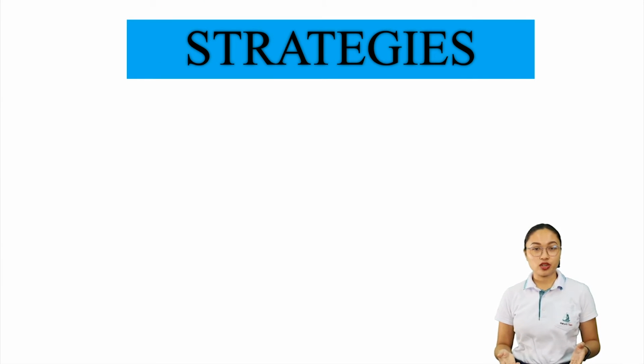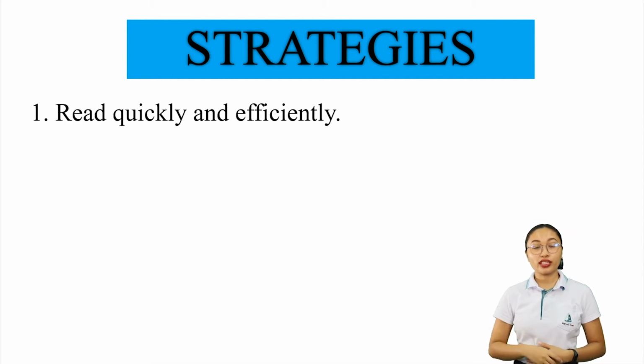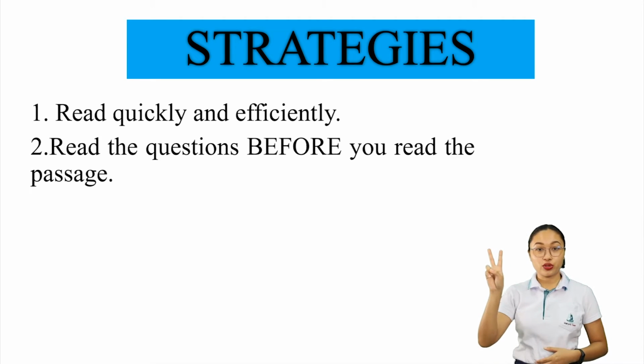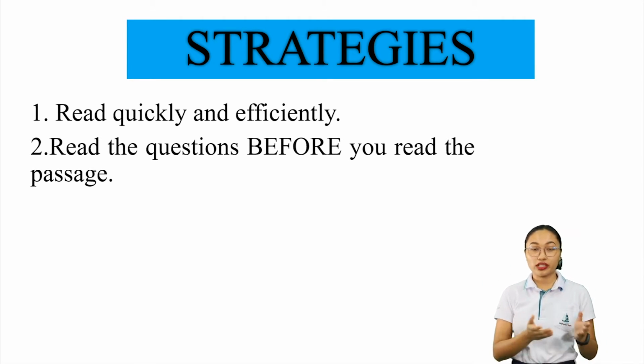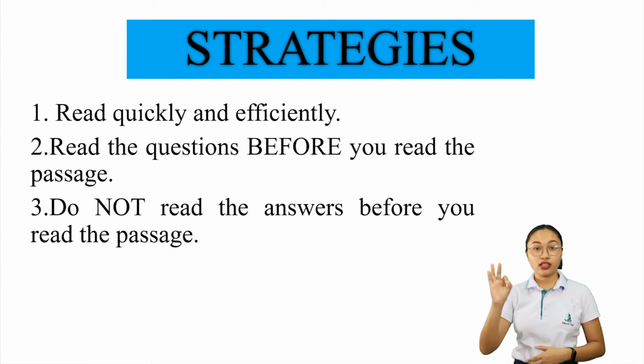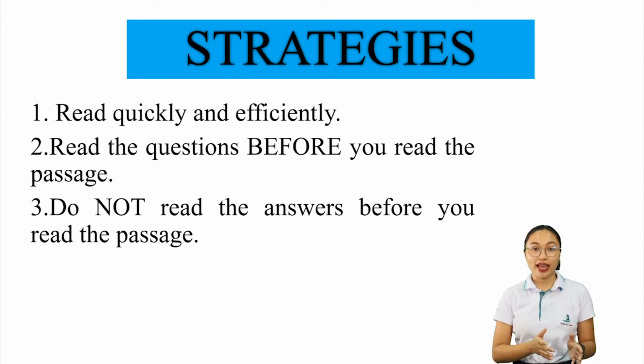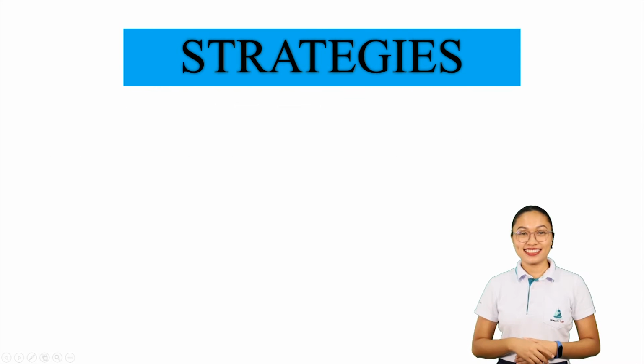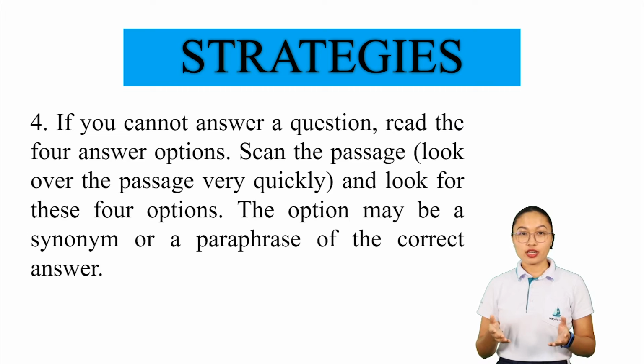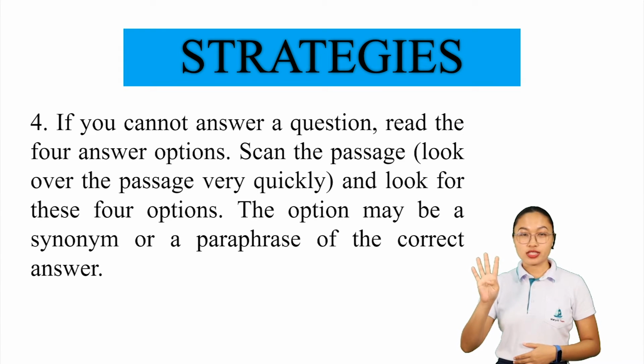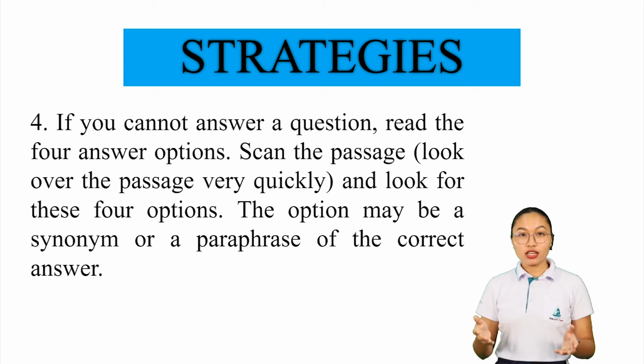In the previous episode, we discussed the strategies used in answering the TOEIC exam. Let's review them. Number 1, read quickly and efficiently. Number 2, read the questions before you read the passage. Number 3, do not read the answers before you read the passage. Number 4, if you cannot answer a question, read the 4 answer options. Scan the passage, meaning look over the passage very quickly and look for these 4 options. The option may be a synonym or a paraphrase of the correct answer.